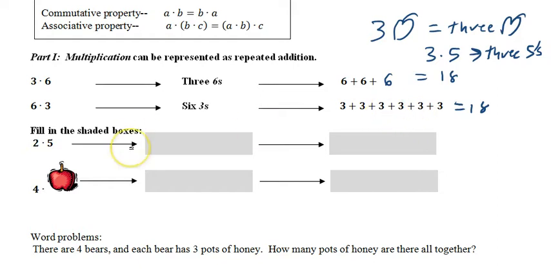So I want you to practice. You have 2 times 5 and you have 4 times an apple. I want you to write them out and put them in the correct form. I'd like to see exactly what it means, and then what it means algebraically, mathematically, and then the answer. Alright, so hit pause and write them out.